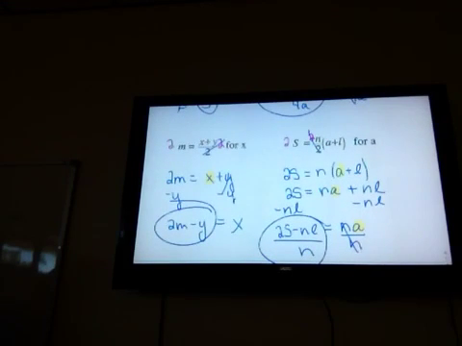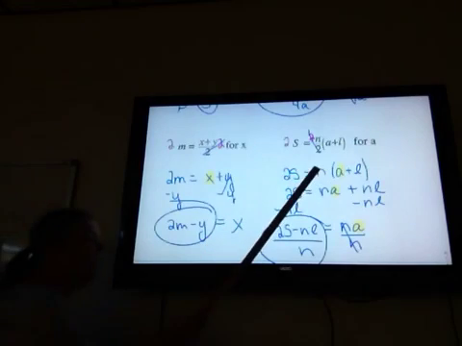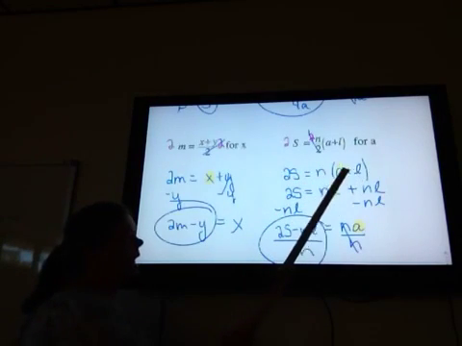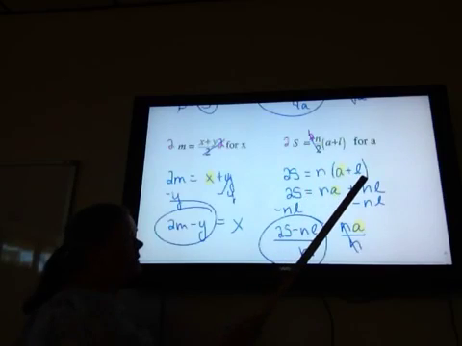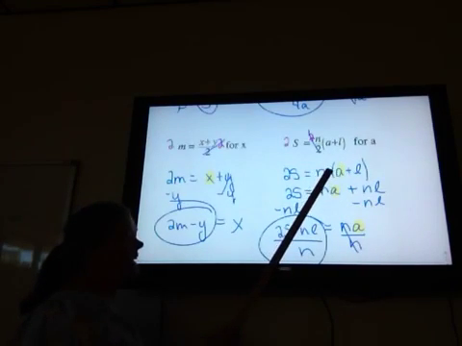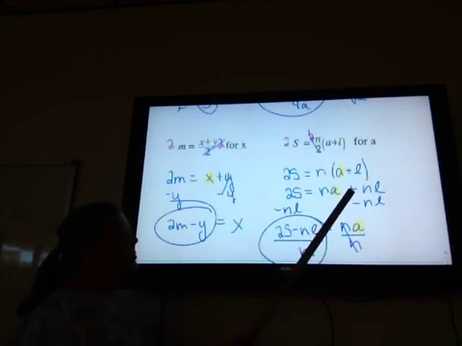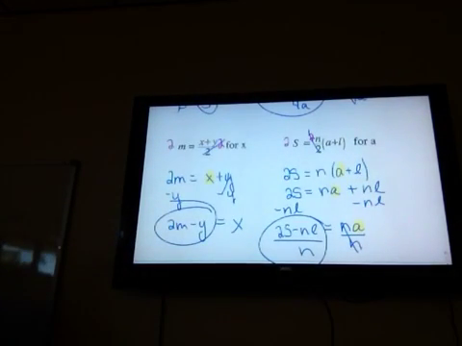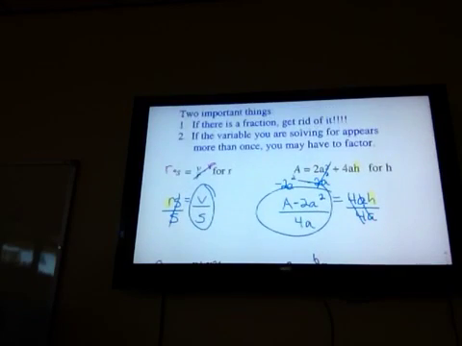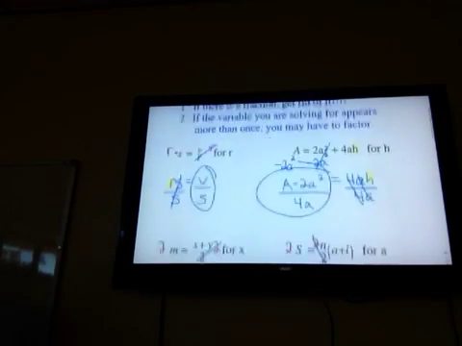Okay, I want to take a second to look at this last one we just did, because we're going to use this concept in our next question. Here we had n times this quantity, and we distributed to get rid of the parentheses. Now you'll notice that you only see n once in this expression. But when I distribute, I now see n 2 times. So that piece at the beginning where I said, if the variable you are solving for appears more than once, you're going to have to factor.